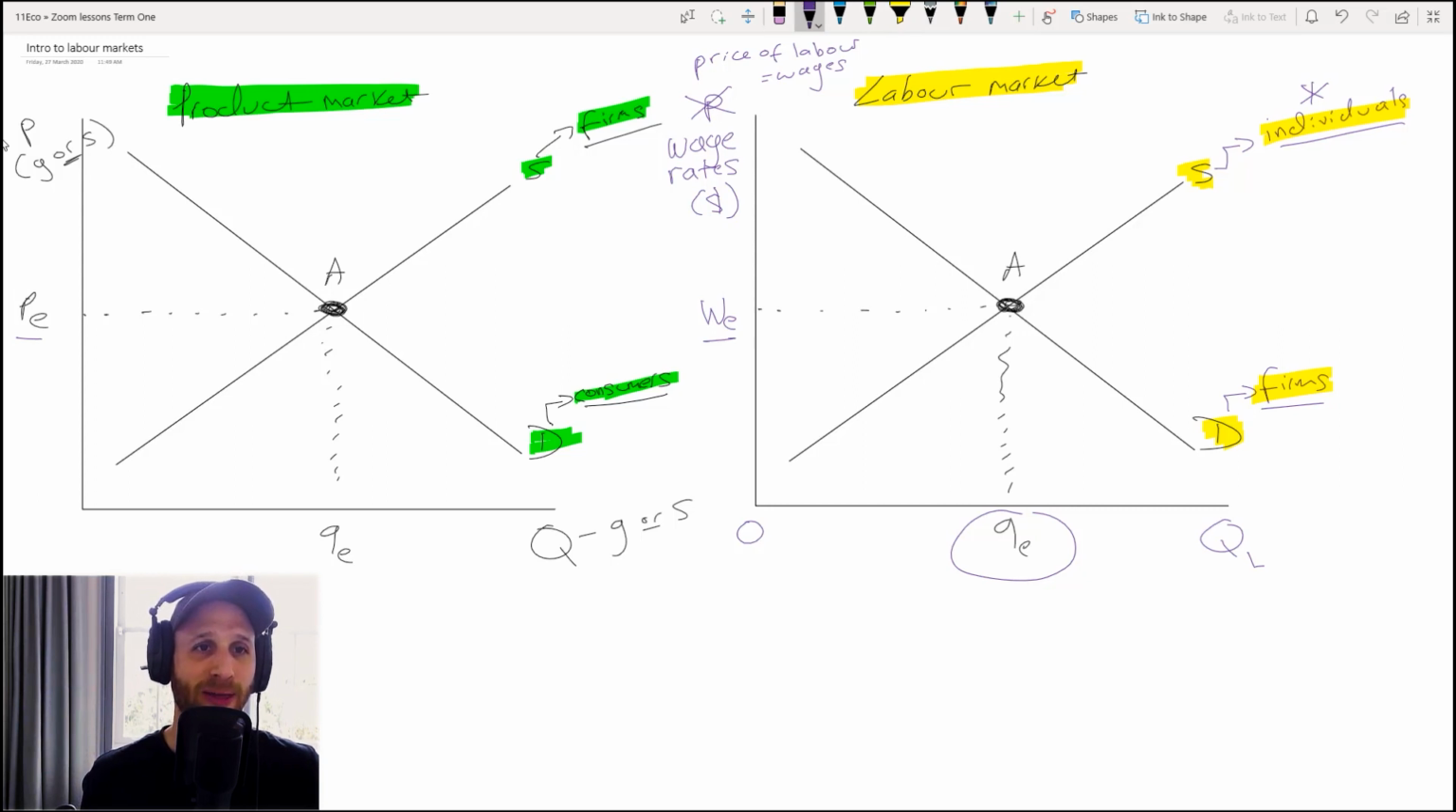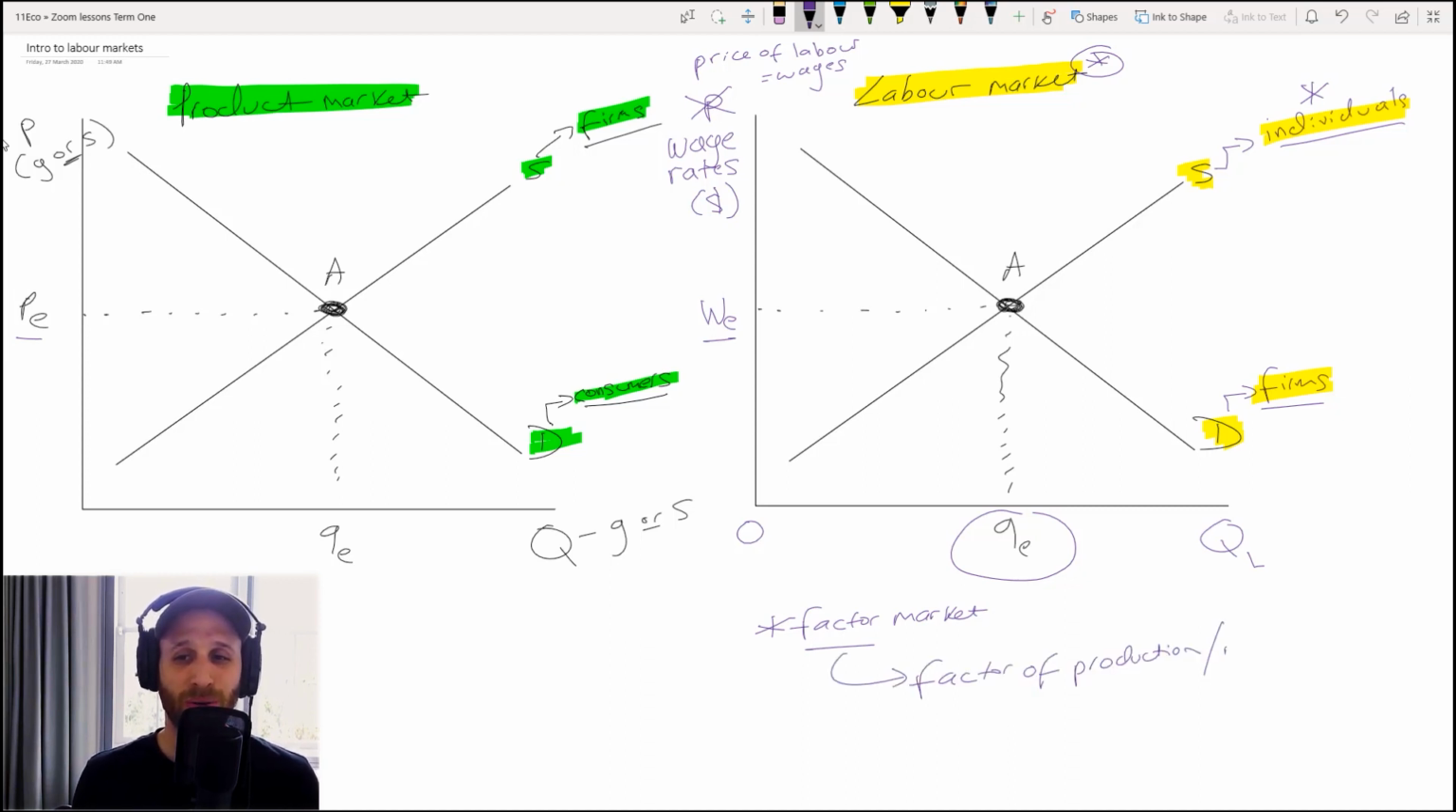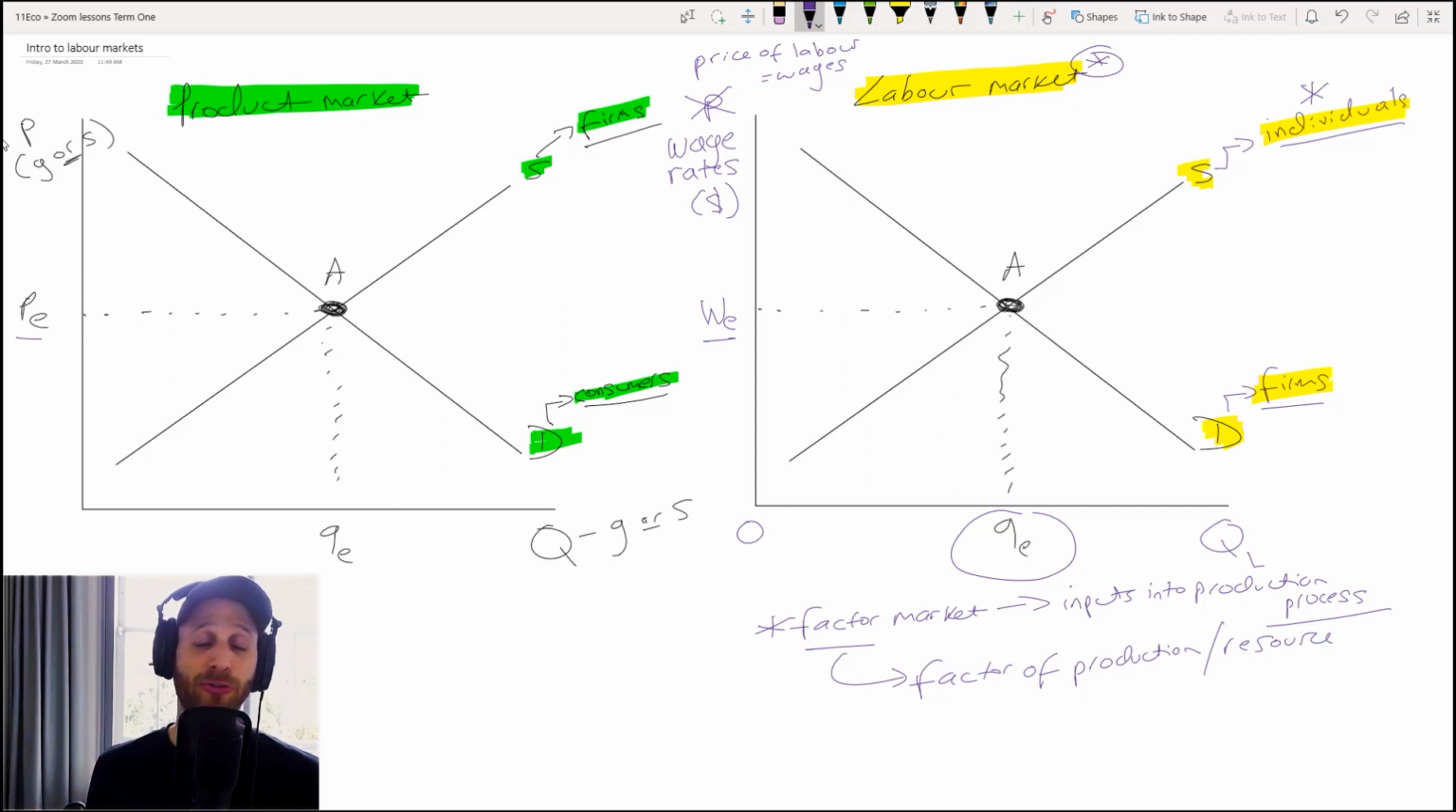So if we think about this as a whole, I'll just put a little asterisk here: a labor market is a particular type of market. It's not a product market, it's a factor market. A factor here relates to a factor of production, or a resource, right? A factor market involves inputs into the production process. So labor, which is used by firms to make the goods and services to then sell them to consumers in the product market.